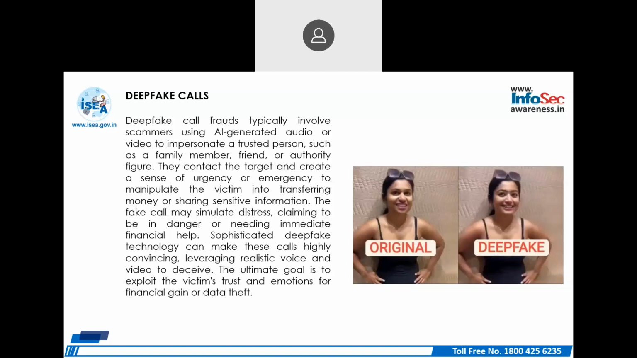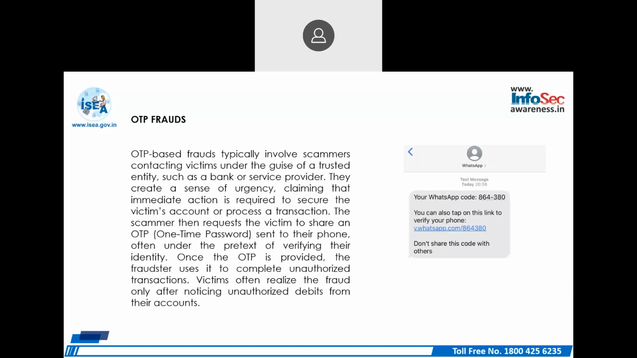Because this is a very sophisticated kind of fraud which no one can escape. Even military officers, many police officers, retired DGPs, CBI officers, or people who are working in cybercrime units, cyber lawyers, they also have been the victim of this kind of fraud. Even the police officers have been trying their best to escape from it, but they also become the victim of this fraud, and this is a very sophisticated one. The next one is OTP fraud.